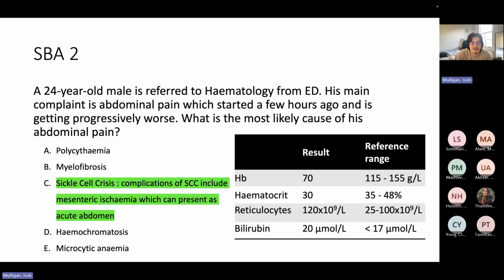So in terms of going through the other answers, polycythemia, you'd basically expect a lot more red blood cells. So you'd expect this hematocrit to be higher. In terms of myelofibrosis, well, if you look at the bottom two, his bilirubin's a bit high. One of the reasons bilirubin can go up is because red blood cells are being broken down, and his reticulocytes are also high. So it's suggesting some kind of hemolysis, and that doesn't really happen in myelofibrosis.